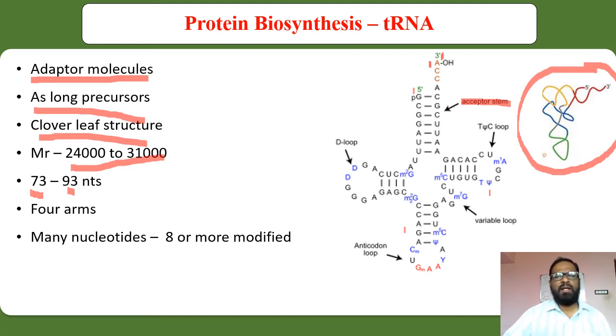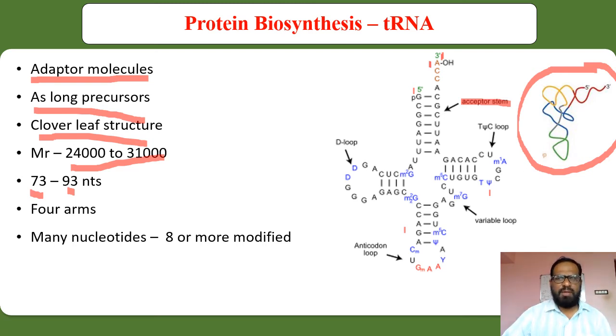These 2 loops are very important for structural conformation. As we already said, the tRNA will attain this type of conformation, and in order to facilitate the conversion of the single-stranded tRNA molecule into this particular 3-dimensional structure, these 2 loops play a very significant role. That's why these are the loops responsible for the 3-dimensional conformation of the tRNA molecule.